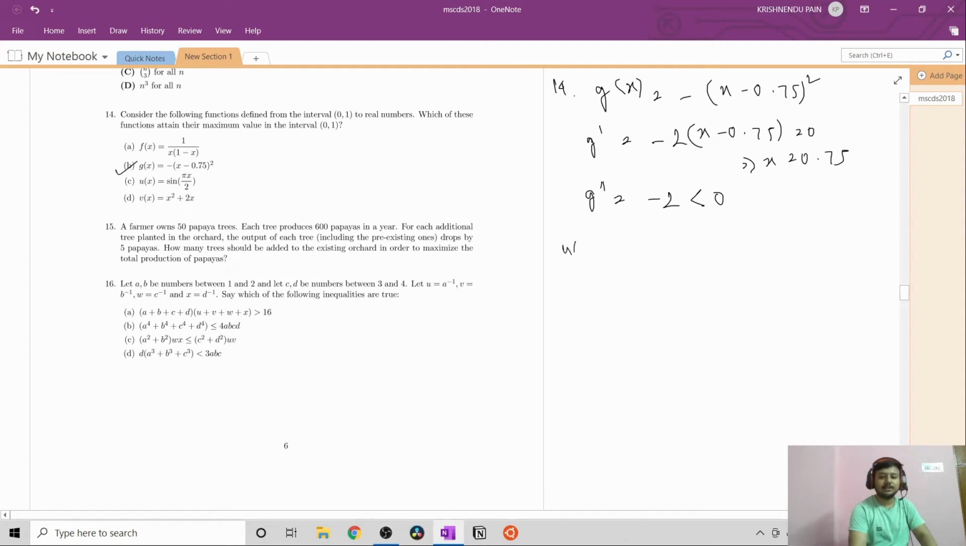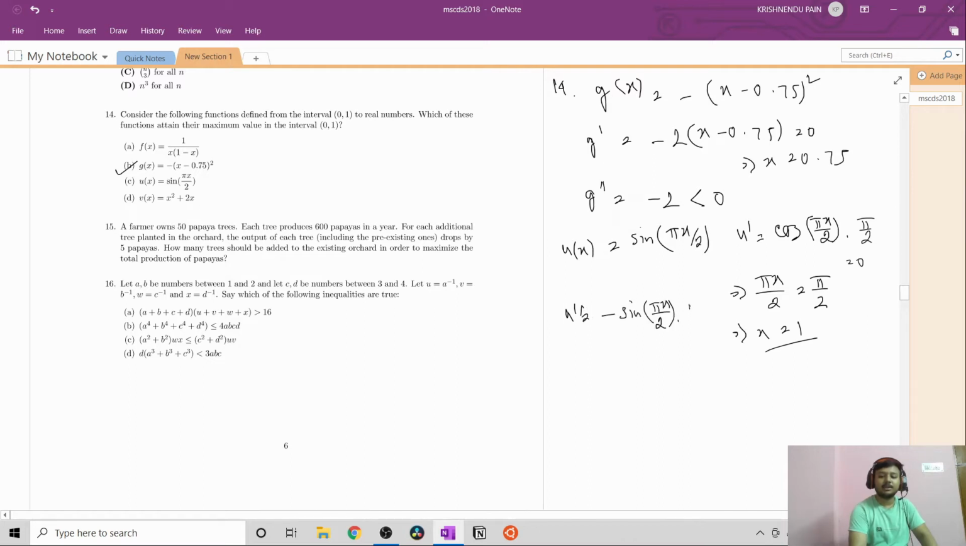For option C, ux equal to sine pi x by 2. Differentiating, we get u dash x equal to cos pi x by 2 into pi by 2. If we equate this with 0, we get pi x by 2 equal to pi by 2, so x equal to 1. So u double dash is minus sin pi x by 2 into pi by 2 whole square. At x equal to 1, u double dash equals minus pi by 2 whole square, which is less than 0.